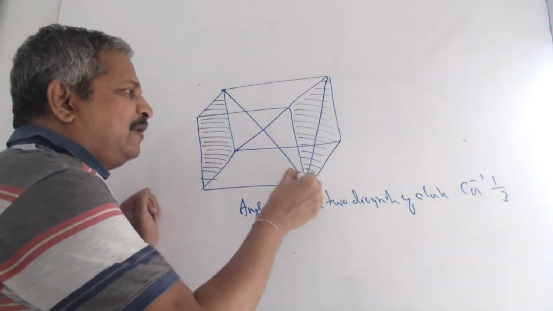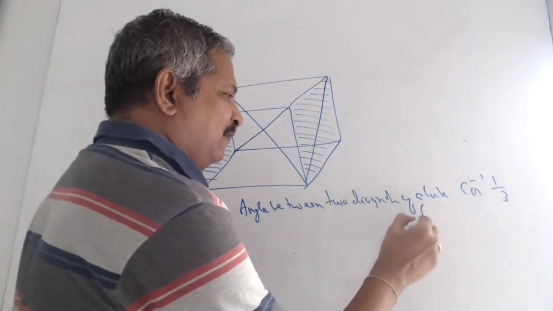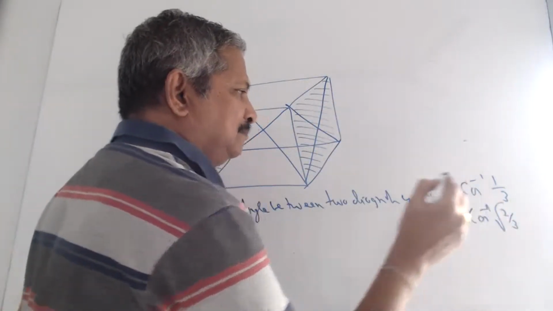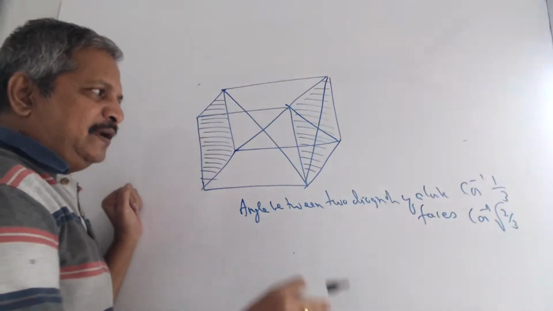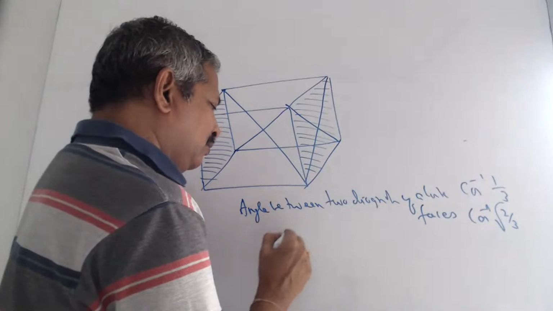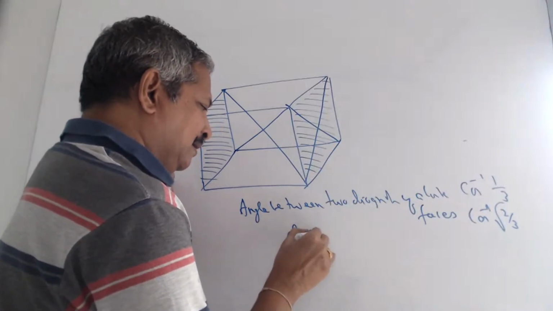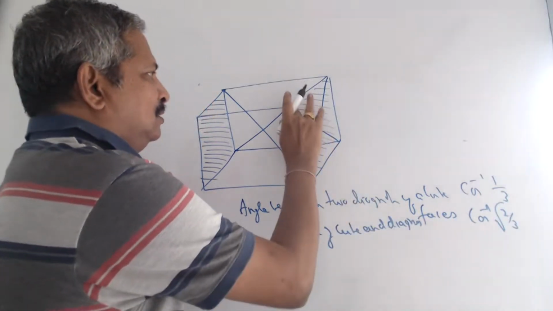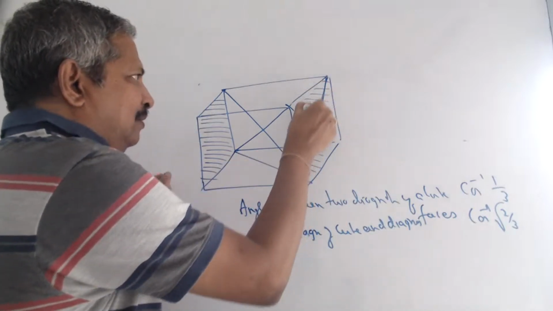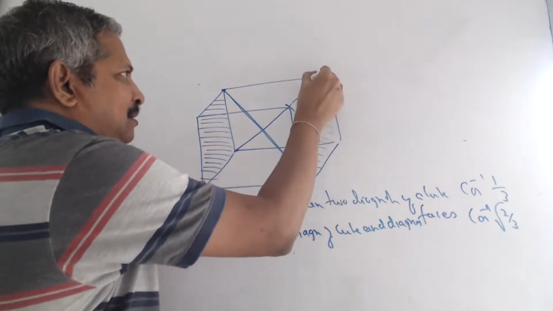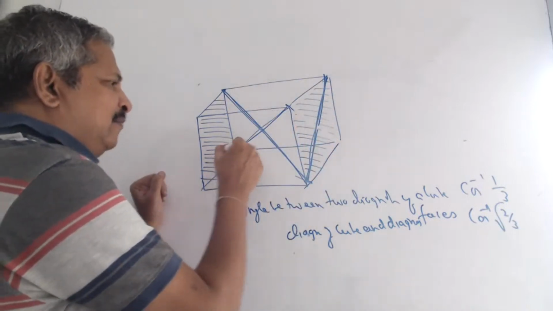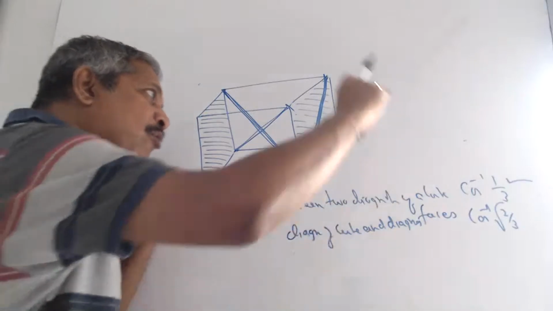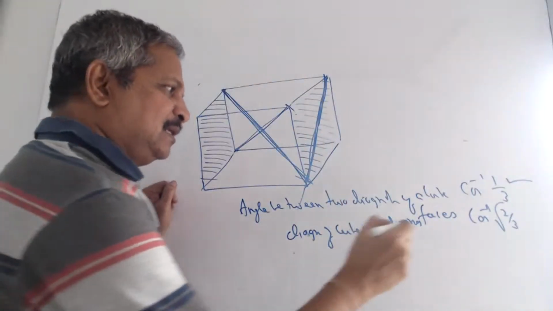This is called diagonal of a face. So, the angle between a diagonal of a face and a diagonal of a cube is cos inverse root 2 by 3. I will repeat again. One is a diagonal of the cube, another is a diagonal of a face, then cos inverse root 2 by 3. If both are edges, then cos inverse 1 by root 3.